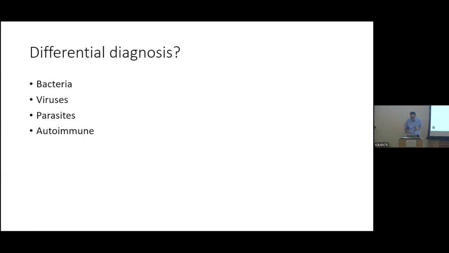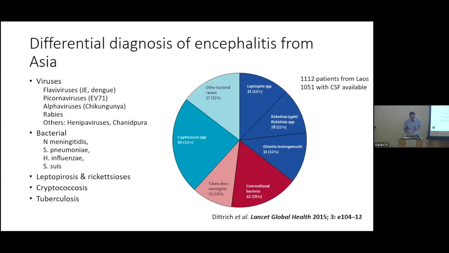So this is just a reminder, a differential, the causes of encephalitis in Asia. This was a study done in 2015. But you can see, we think of viruses, but there's a whole range of other pathogens, sometimes bacteria as well, causing the meningitis. They'll cause the patient to have coma.